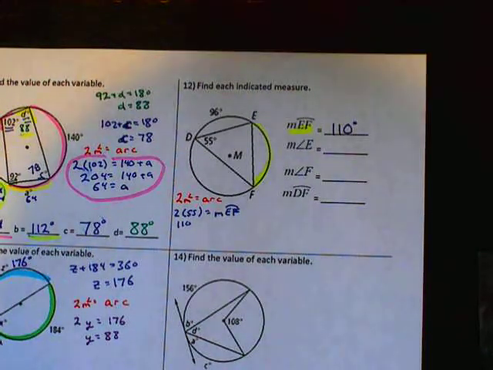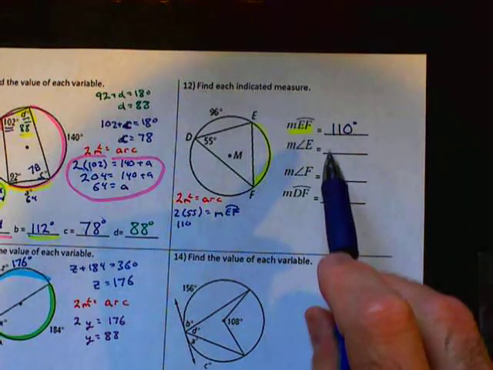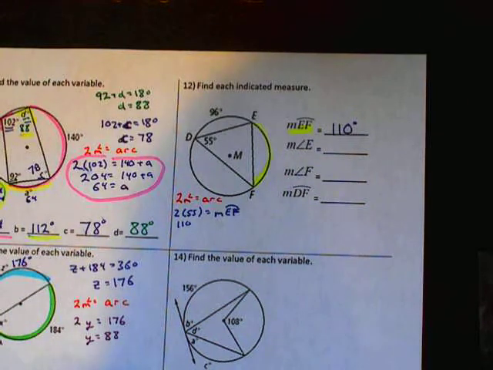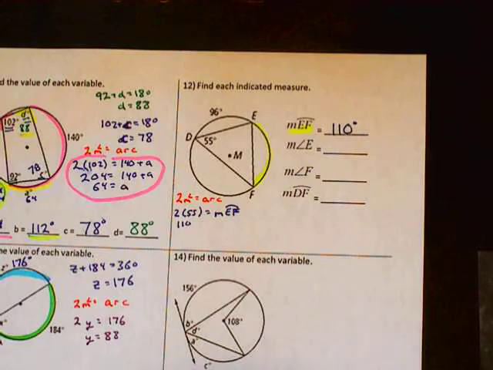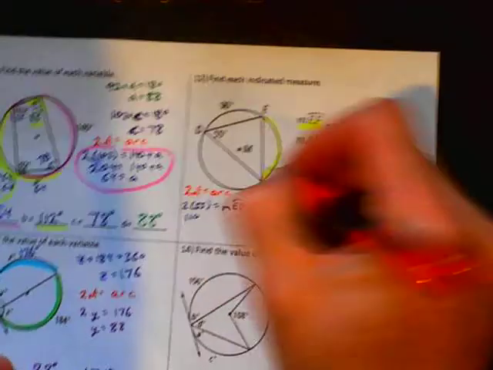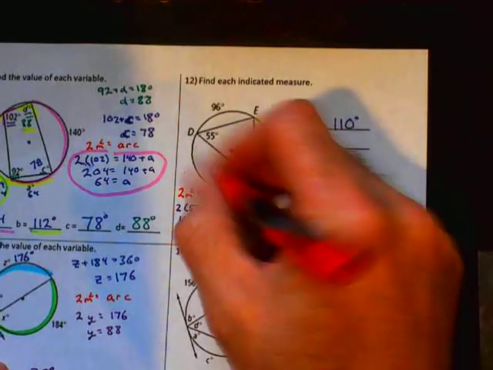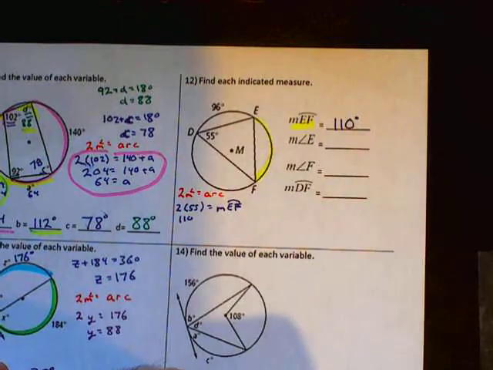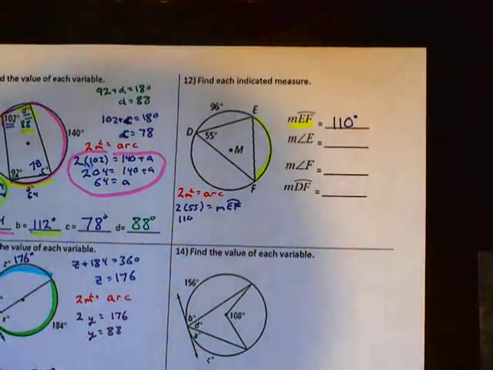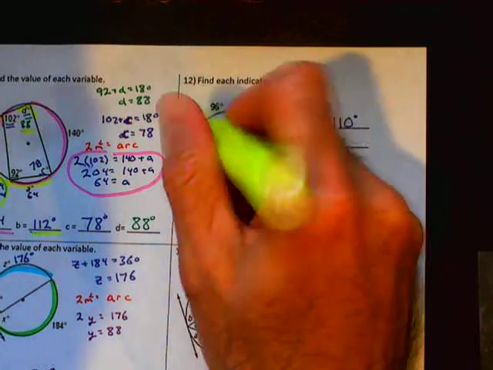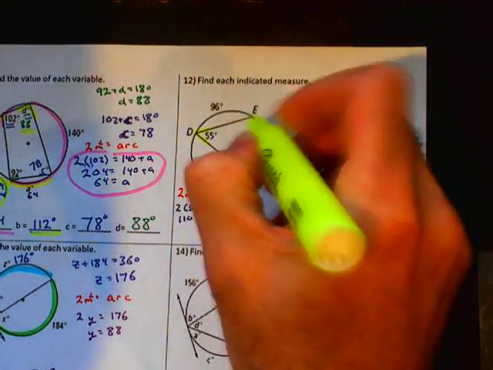Now, measure of angle E, I don't know that, but measure of angle F I know a lot about. Because why? And why did I say that? Because if I look at E, I don't know what this arc is yet. But so far I associated this angle to that arc.